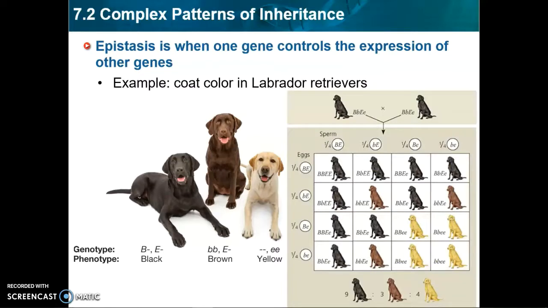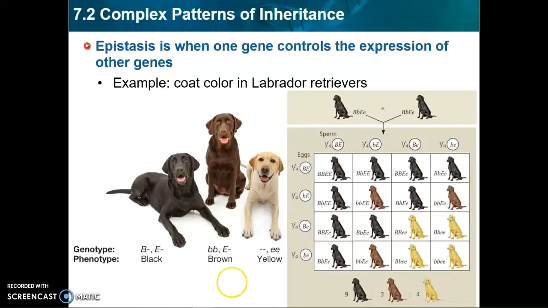Our next example is a really cool example called epistasis. And this also involves multiple genes. And this is when one gene literally controls another gene. So we have 2 genes at play in this example here.